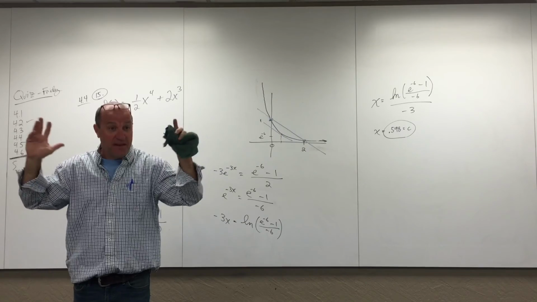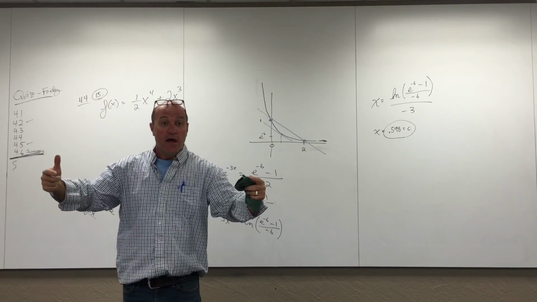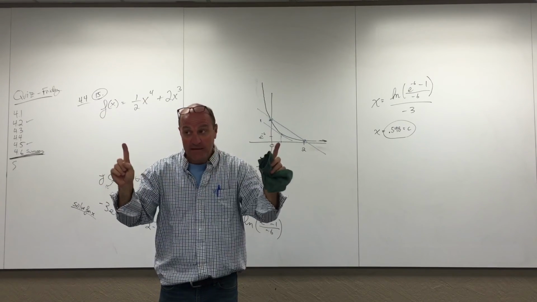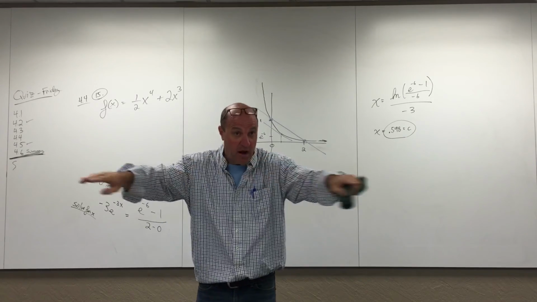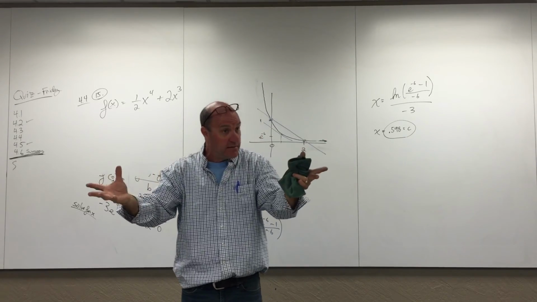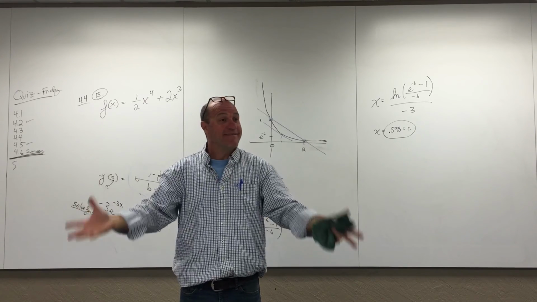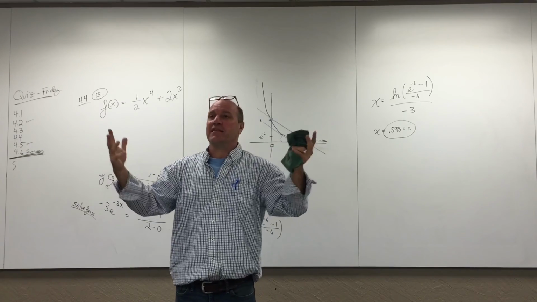Now that's half of the problem. Then you're going to do a second derivative, set it equal to 0, and look for inflection points, or possible inflection points. You're going to put them on another number line and test for concavity. And then you're done. That's a complete thorough analysis of a function.